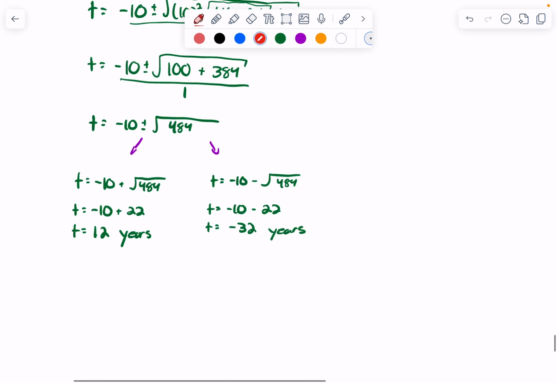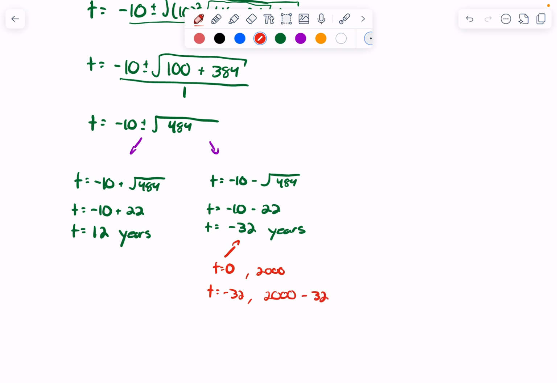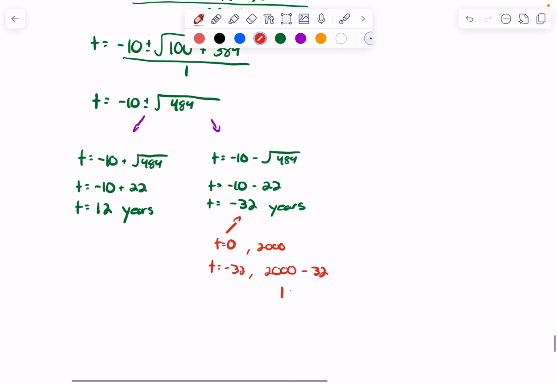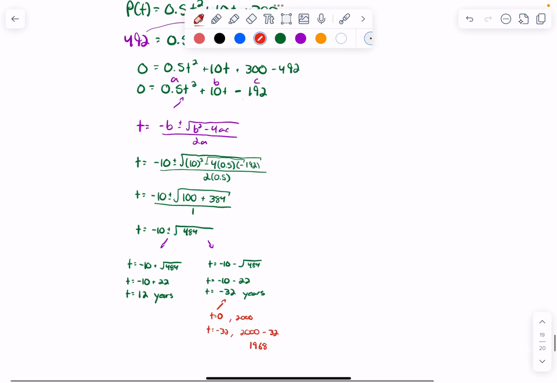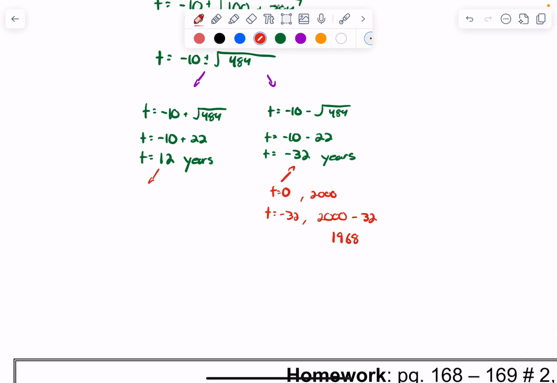I know here your initial thinking, and it's good thinking, is that this negative doesn't apply because time can't be negative. But in this case, we're not actually starting at 0. In this one right here, this is saying if t equals 0 is corresponding to the year 2000, that means when t is minus 32, that is year 2000, 32 years earlier. So 32 years earlier is 1968. That would be when the population was, whatever this was, 492,000. And then this one right here is 2000 plus 12. So that would correspond to 2012. So therefore, there's two solutions.